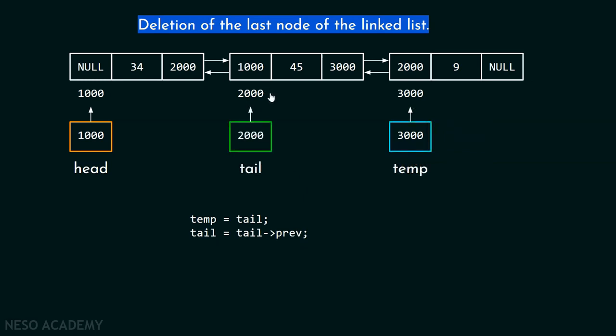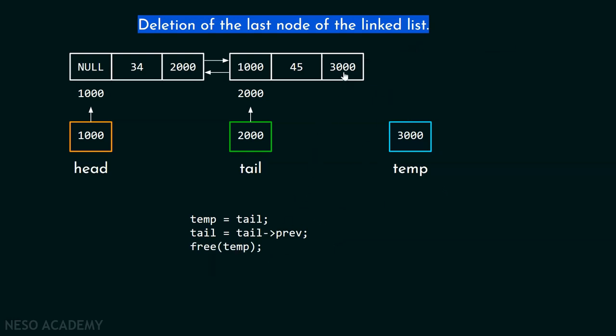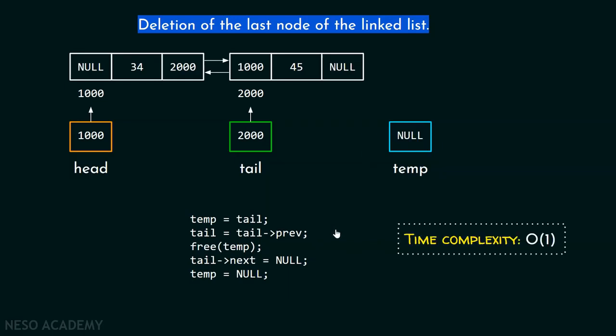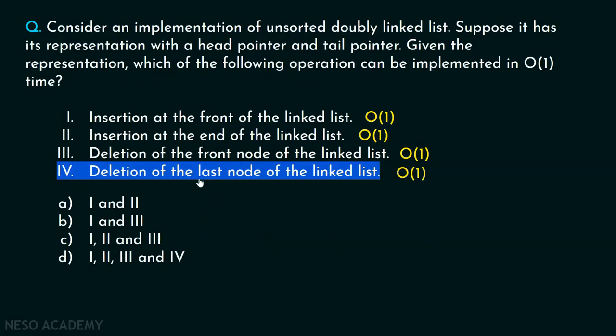Let me tell you, in case of singly linked list, we need to traverse the list. But here, there is no need because this is a doubly linked list. We can always go to the second last node from the last node, right? Now, we just have to free this node. That means we have to delete this node using free function. Finally, we will update the next part of this node and this temp pointer using these two lines of code. This whole piece of code will take constant time. Isn't that so? There is no loop involved. Again, this operation takes constant time. So, option D is definitely the correct option.